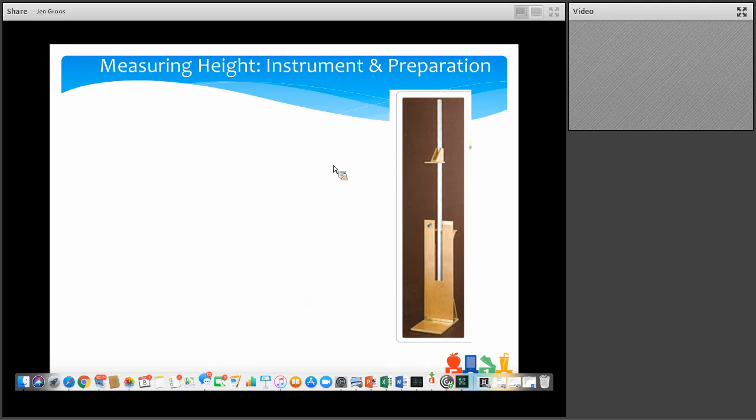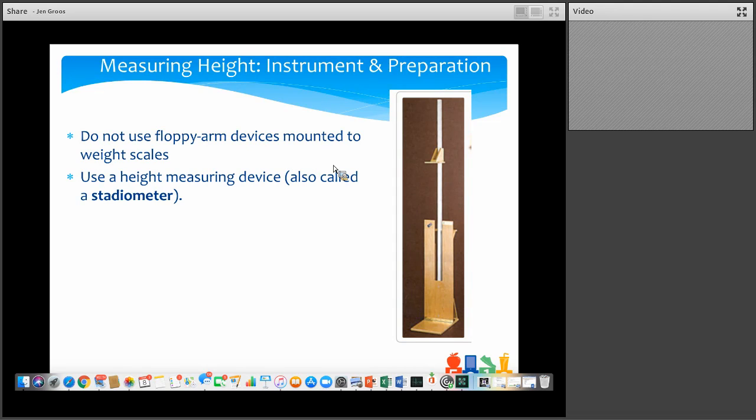So let's move on to measuring height. First of all, we'll talk about instrument and preparation. The recommendation is that we don't use the floppy arm devices that are mounted to weight scales, and I've got a picture of those later on. The gold standard is to use the device called a stadiometer, and you can see a picture of it here on the right. It's a wall-mounted measuring device that has two components: a firm surface for children to stand on the bottom, and then a movable portion up top to be able to accurately measure their height.